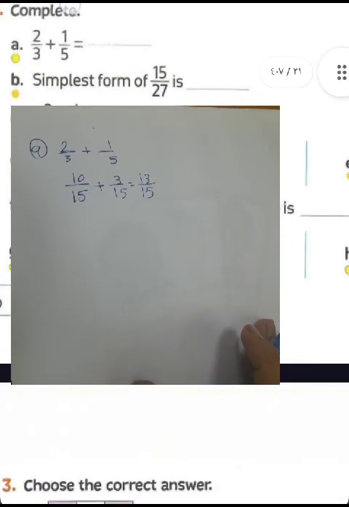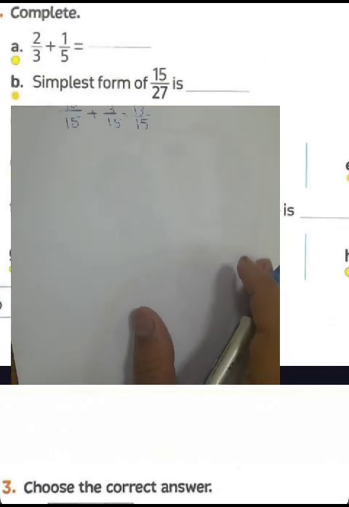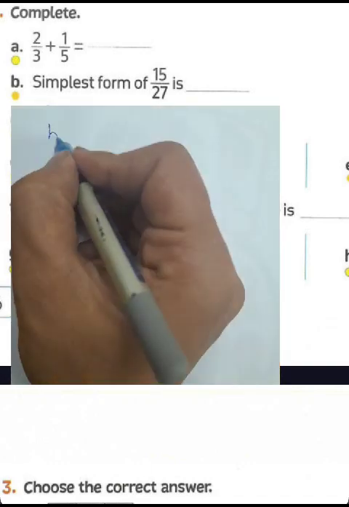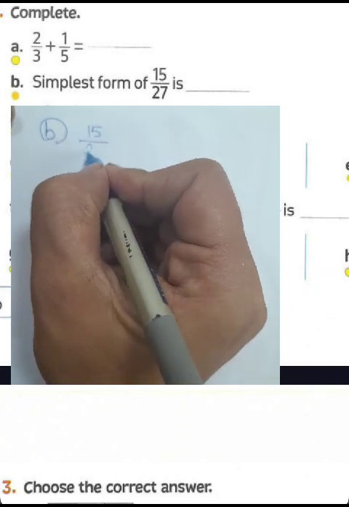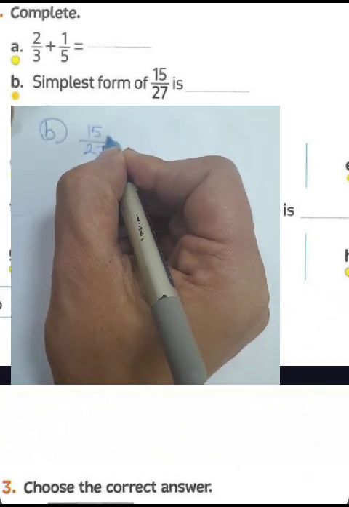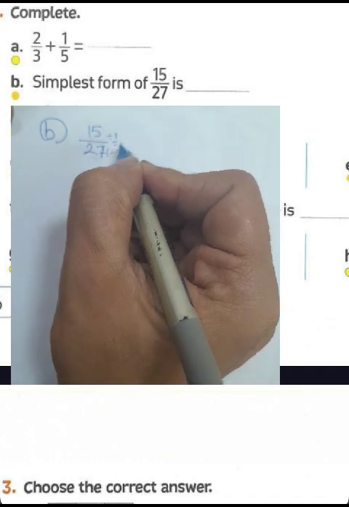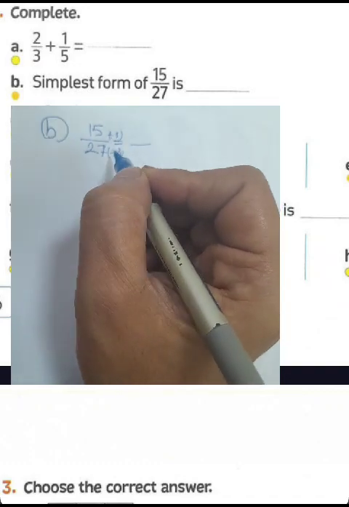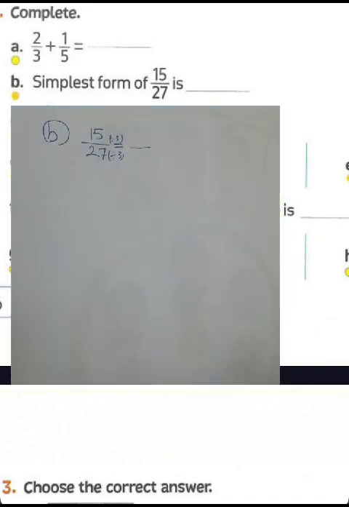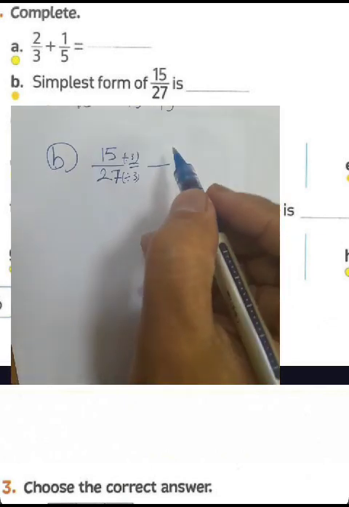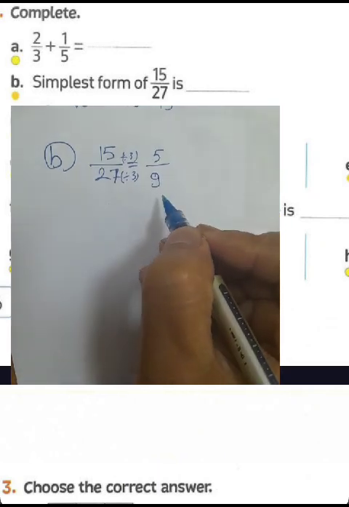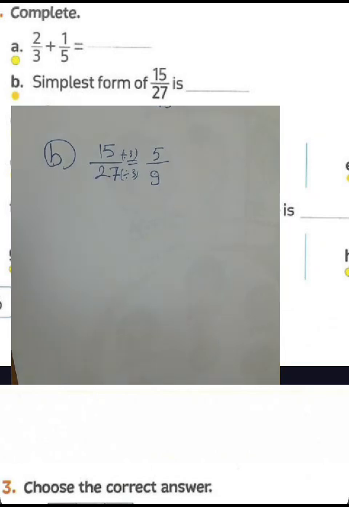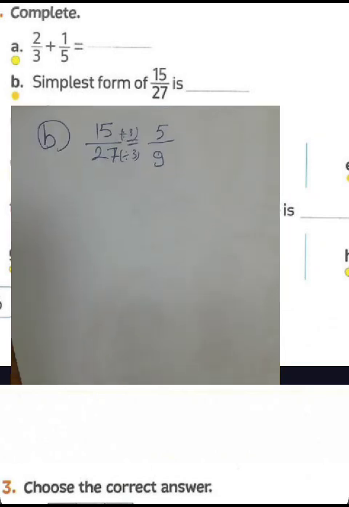Question letter F. Simplest form of 15 over 27. 15 over 27, we can divide by 3, numerator and denominator. 3 is the highest common factor between the two numbers. Then 15 divided by 3 will be 5. And 27 divided by 3 will be 9. The result will be 5 over 9. Okay. Next question.